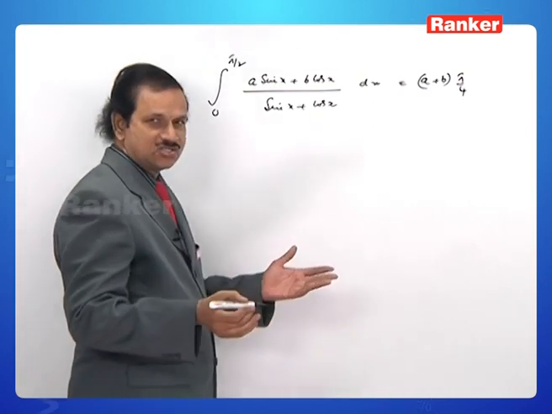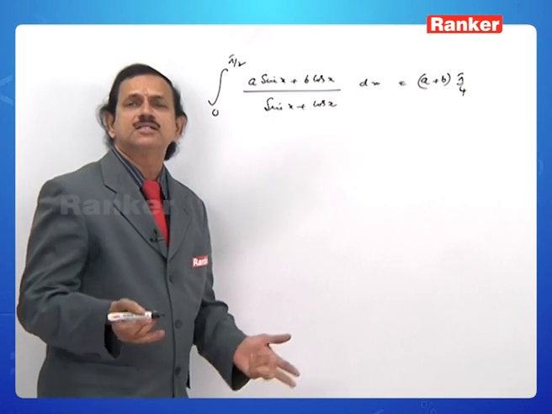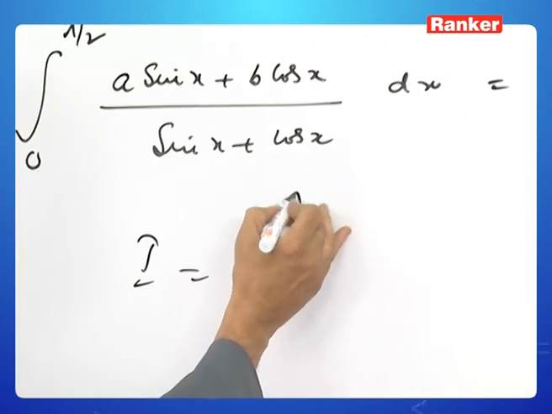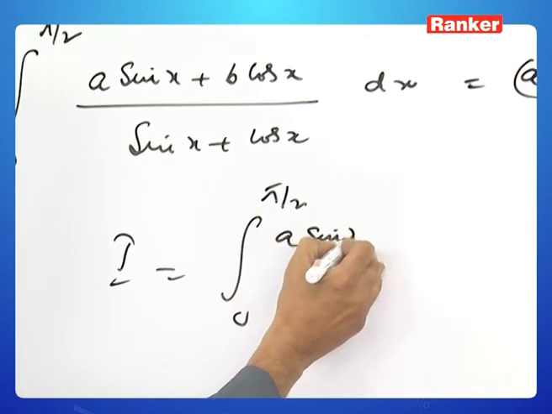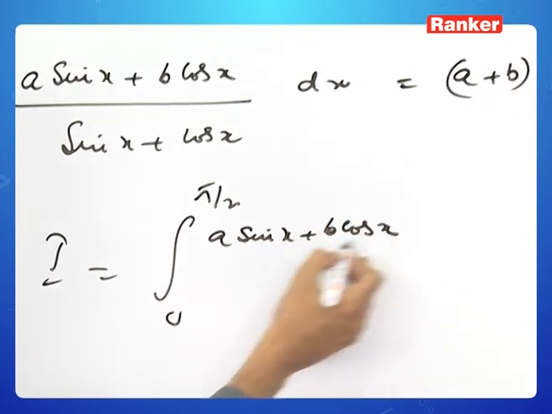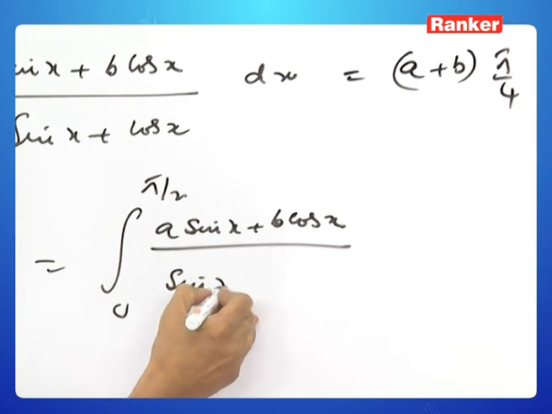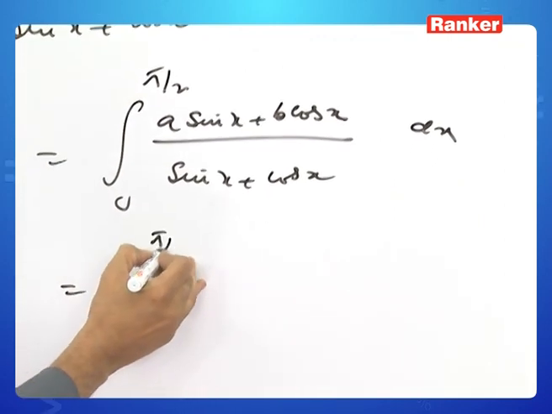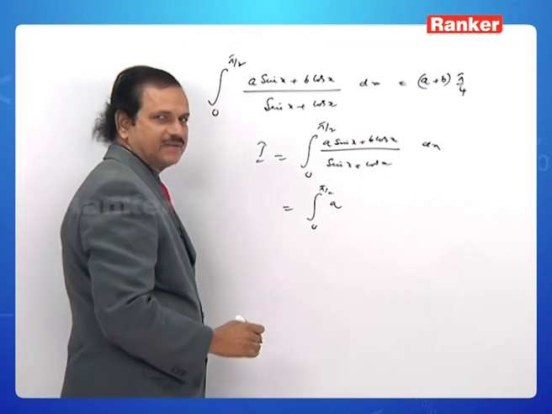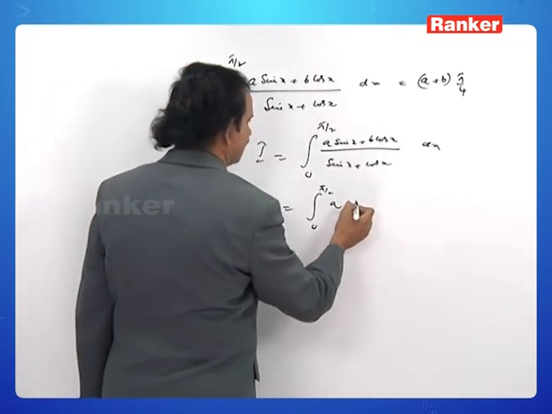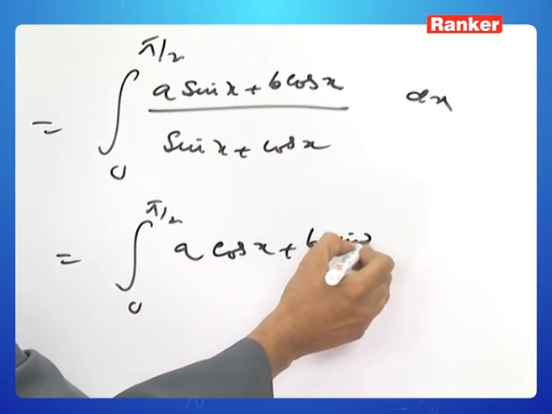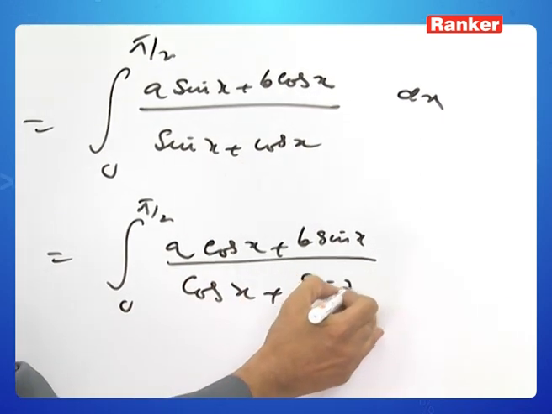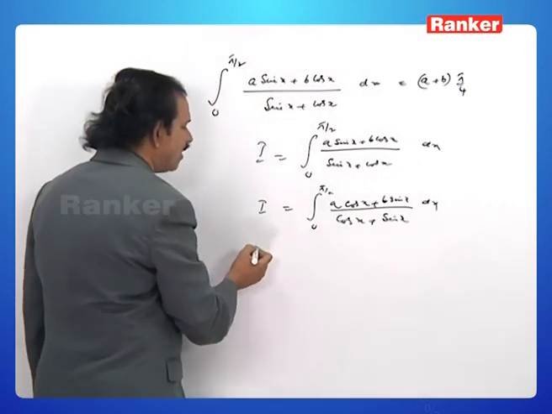Okay, let us observe its proof. It's very simple. I is equal to integral 0 to pi by 2 a sin x plus b cos x by sin x plus cos x dx. Again, integral 0 to pi by 2, in the place of x, let me write pi by 2 minus x, so that it becomes a cos x plus b sin x by sin x plus cos x dx. This is also I. Now add these two.